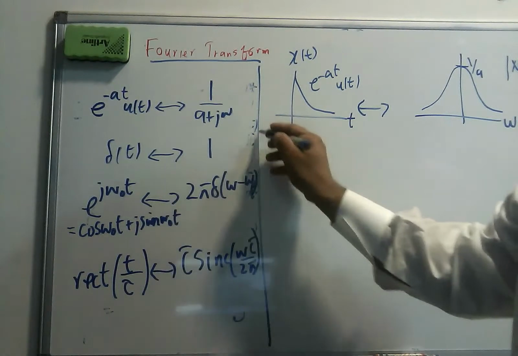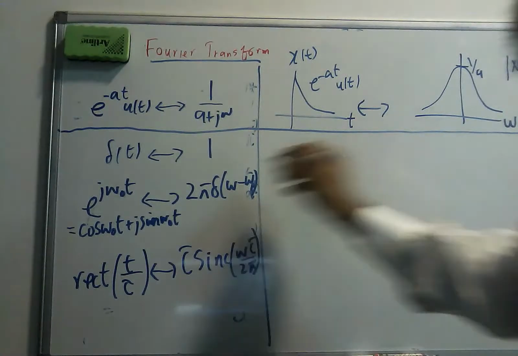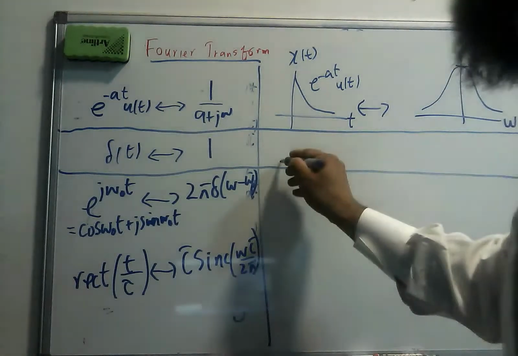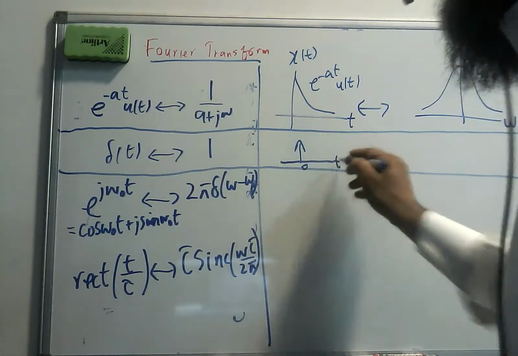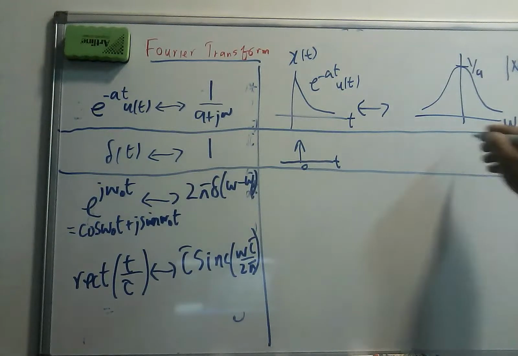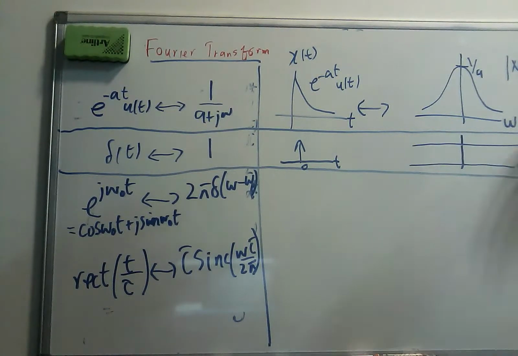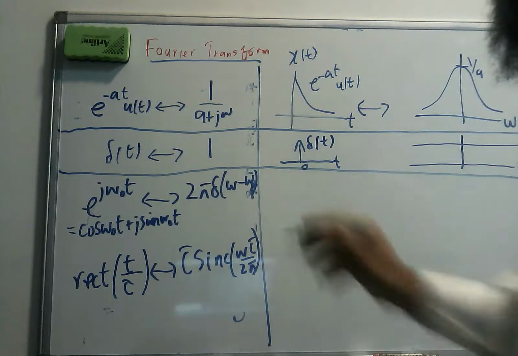The second function here is the delta function. So this is a delta function here at 0. The Fourier transform of this is just 1. So I have 1 all the way at all the frequencies. This is delta of t, and this is 1.